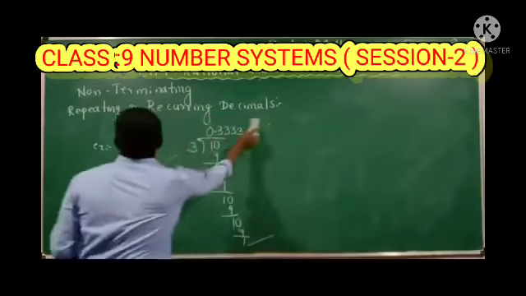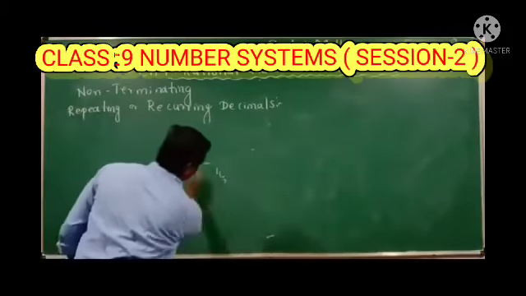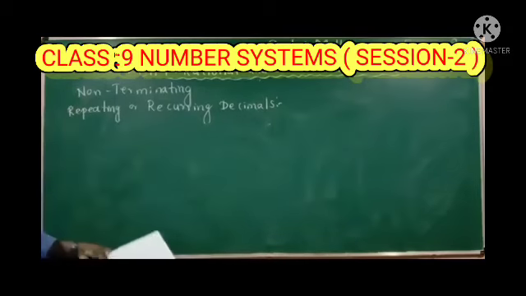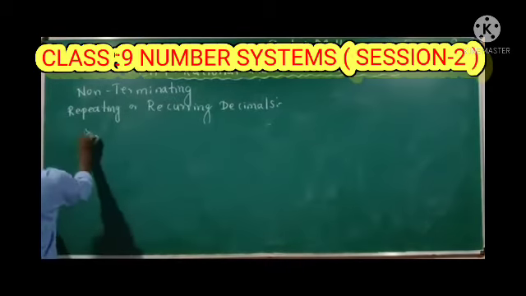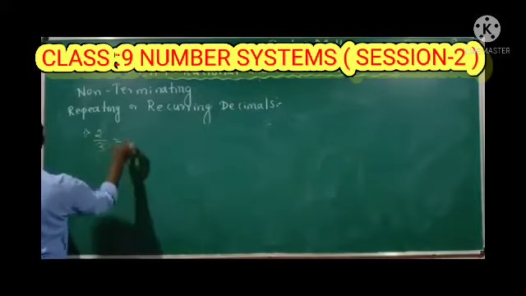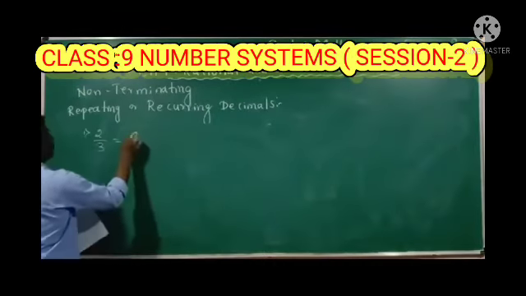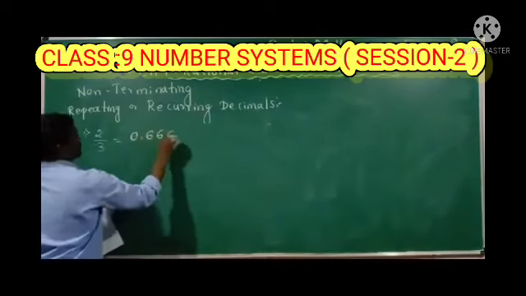Now I will take some examples for the non-terminating values. The first one is 2 by 3, which is equal to 0.6666.